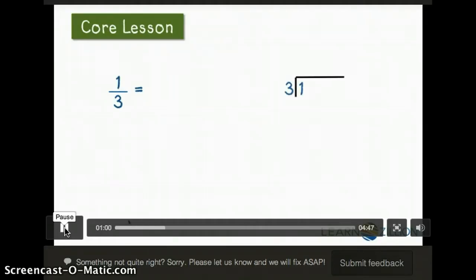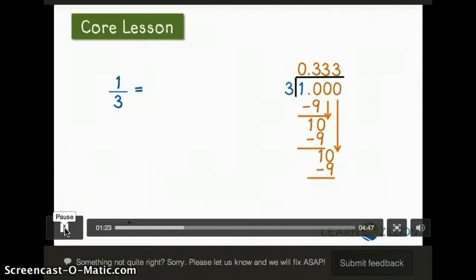So with 1/3, we're going to divide. 3 can't go into 1, so we're going to put a 0. Then we'll add a decimal and a 0, and we'll subtract that, and we'll get 1. Now we'll add another 0, and you'll notice that we keep getting the same answer. This is what's known as a repeating decimal. So this could go on forever and ever.